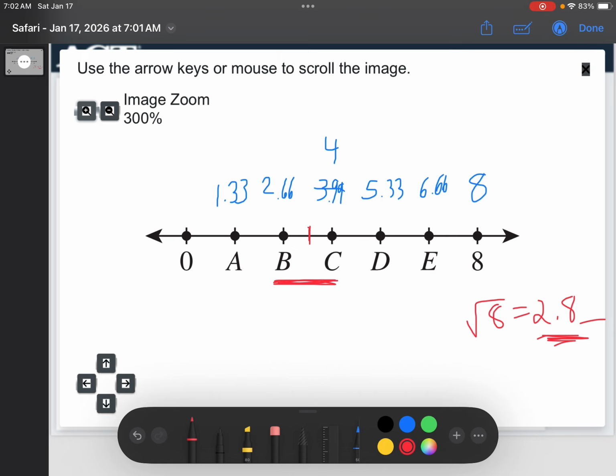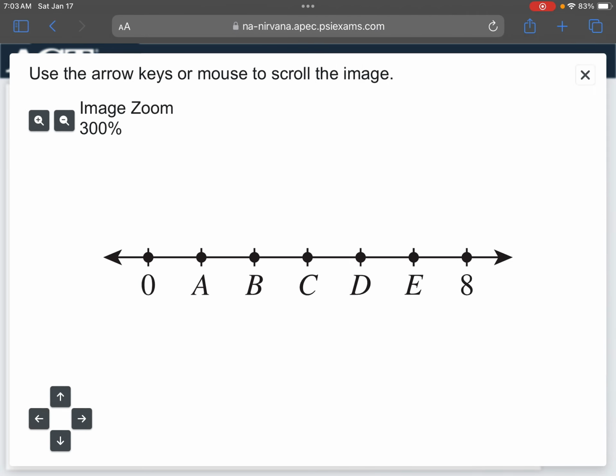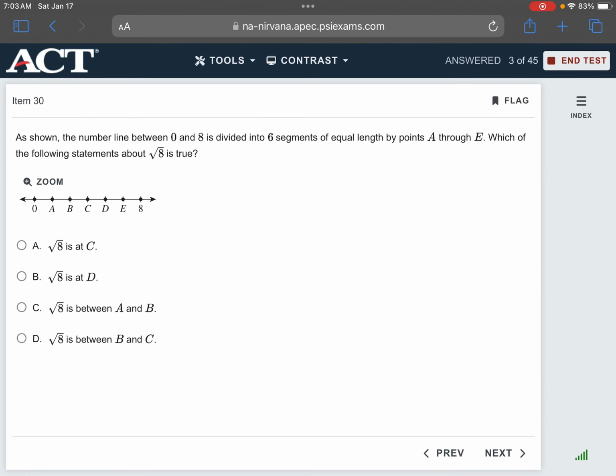So let's go back to our answer choices. We know it's somewhere between B and C, and that's what our answer choices are saying. It says the square root of 8 is at C. Well, that wasn't correct. The square root of 8 is at D. That's not correct. The square root of 8 is between A and B. That wasn't correct, right? We saw that the square root of 8 is between B and C, that 2.66 and that 3.99 or 4. It technically doesn't matter to be able to answer this question. That's where the square root of 8 is.